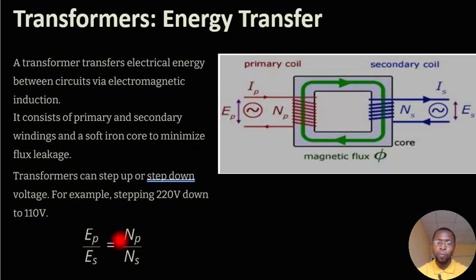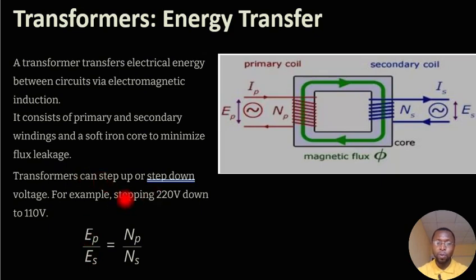So we have a formula for this. That means this is the formula here: the primary voltage, which is EP, over the secondary voltage, which is ES, equals the number of turns in the primary circuit over the number of turns in the secondary circuit. So with this formula, you can determine either the number of turns in the primary circuit or the number of turns in the secondary circuit, or the voltage in the secondary circuit or the voltage in the primary circuit.